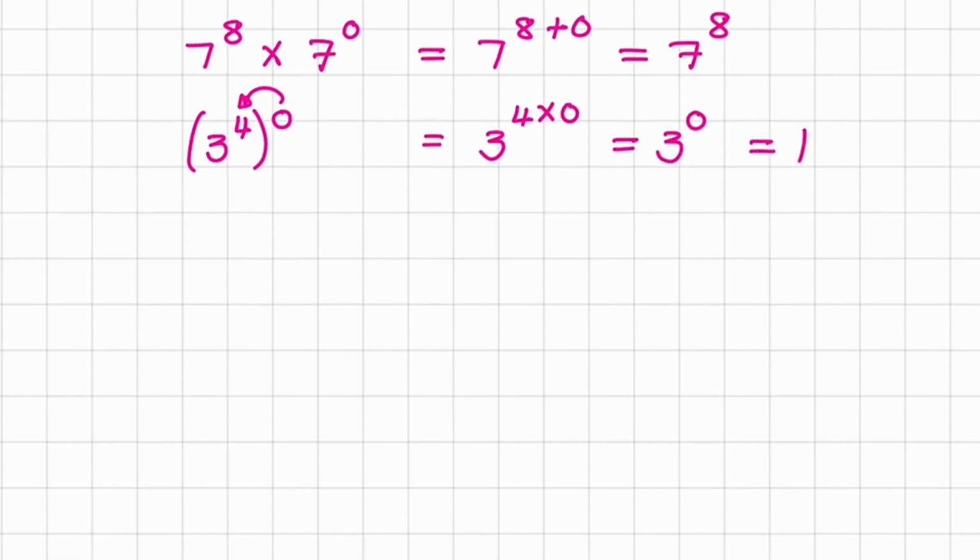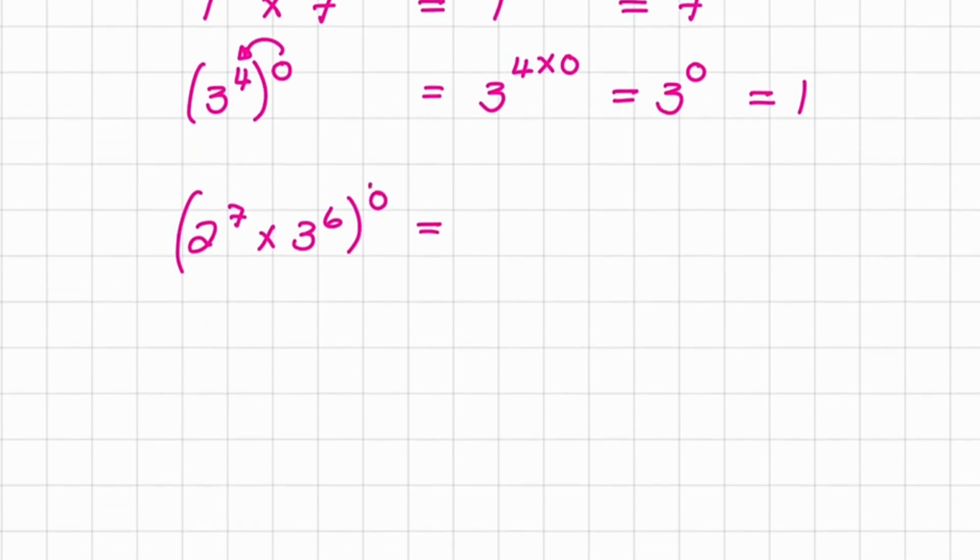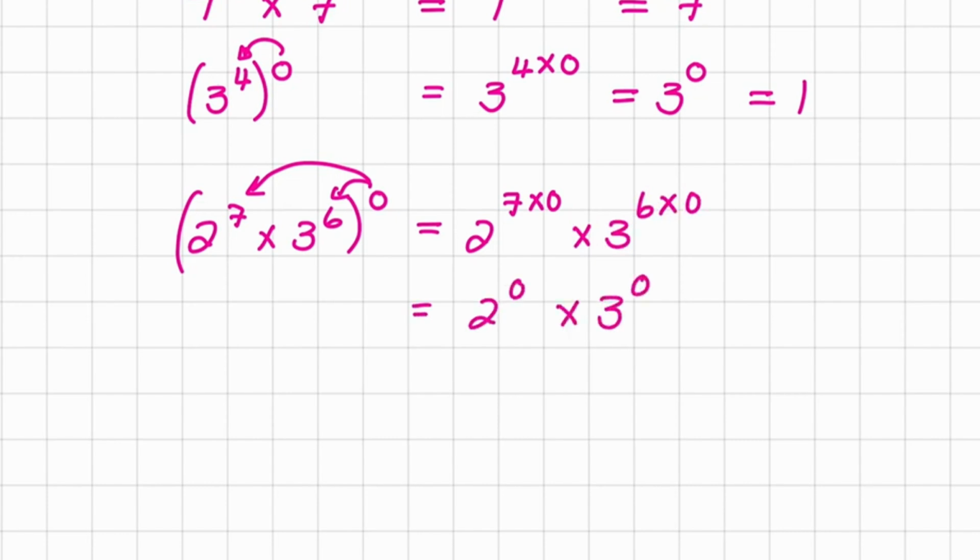Or how about having (2 to the power of 7 times 3 to the power of 6) to the power of 0. And if we apply the law of exponents and distribute the 0 to the 7 and the 6, we have 2 to the power of 7 times 0 times 3 to the power of 6 times 0, which is 2 to the power of 0 times 3 to the power of 0. And that becomes 1 multiplied with 1, and that is equal to 1.